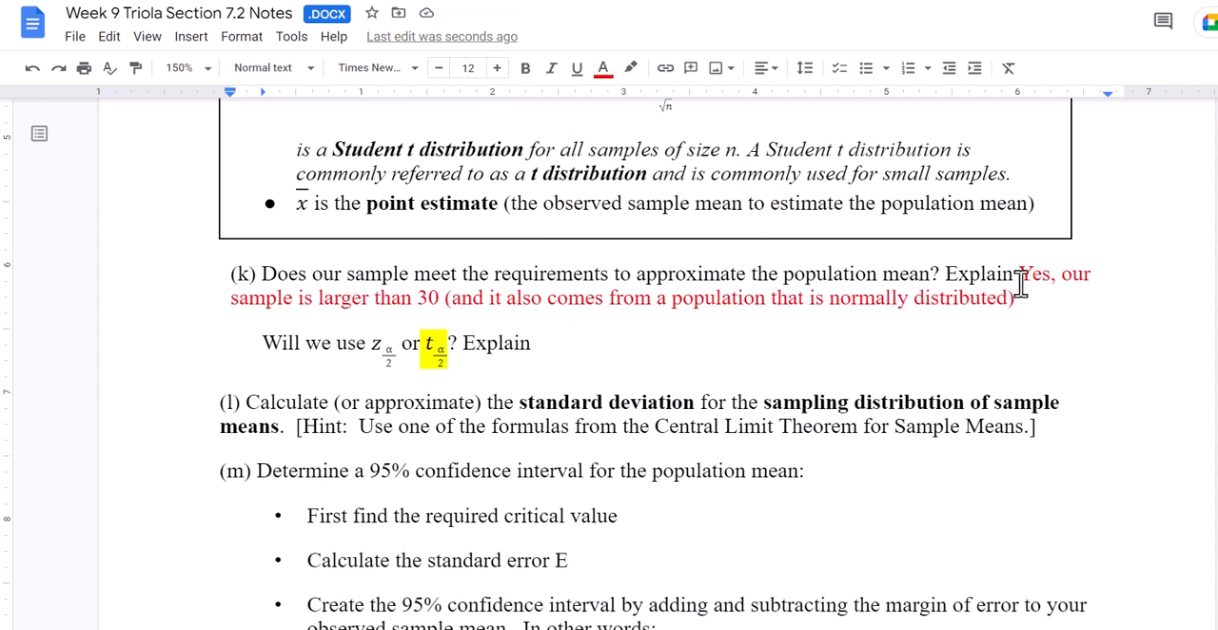So I wrote in here the explanation: why does our sample meet the requirements? Our sample is larger than 30, but it also comes from a population that is normally distributed. And we will use the t alpha over 2. Why do we use that? Because we don't know sigma, the population standard deviation.